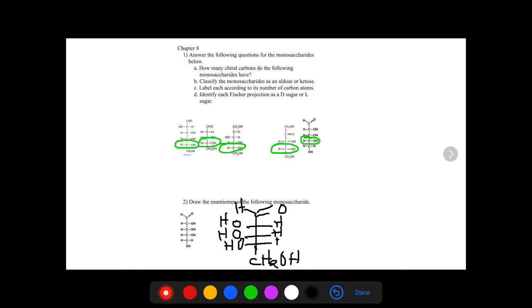And then in the picture, that would be a D sugar, because again, it's about that last carbon. I'm going to redraw this. I'm just trying to squeeze it in there just to make sure.